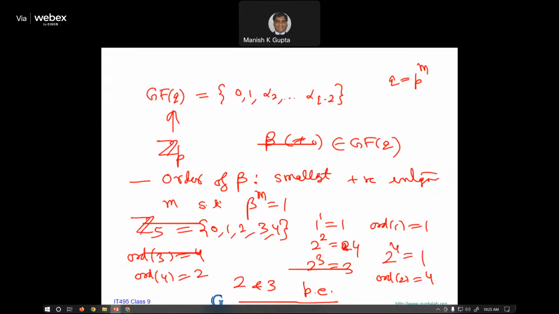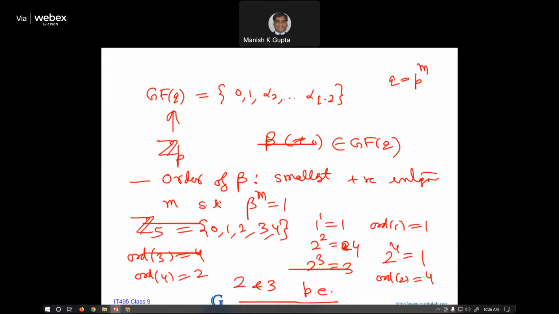A field exists only if the number of elements Q is a prime power, because you're building it from ZP. ZP gives you a field with P square elements, P square gives you P cube, P cube gives you P to the power 4, and so on. This is the tower of finite fields, if you remember.